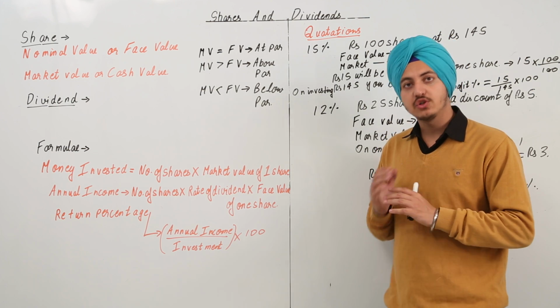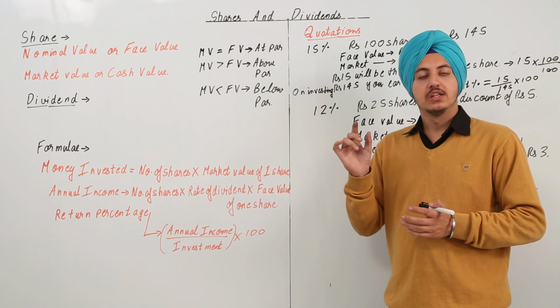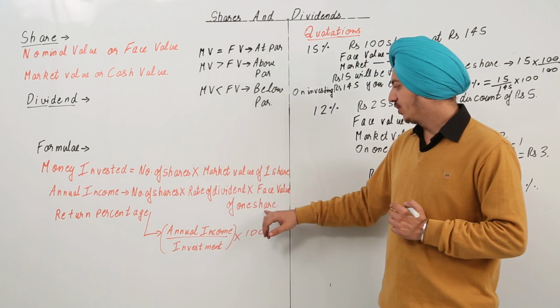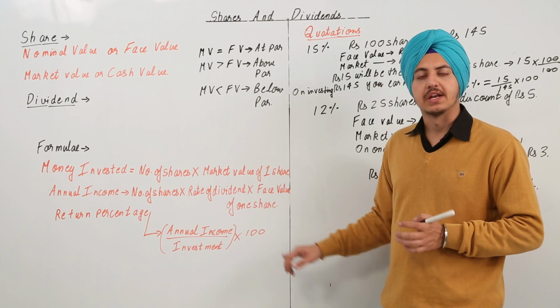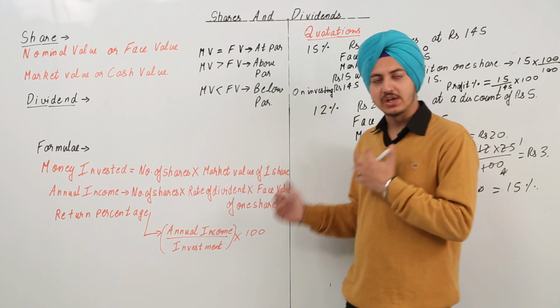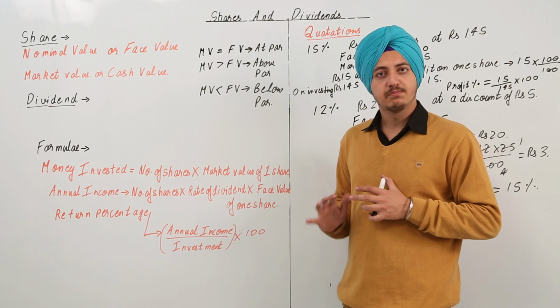So how do we calculate the total? Total is calculated by the number of shares multiplied by the profit from one share. So number of shares into the rate of dividend into the face value of one share. Don't worry if you're not able to understand the formulas over here, because I will be covering questions after this and the questions will explain all the formulas properly.